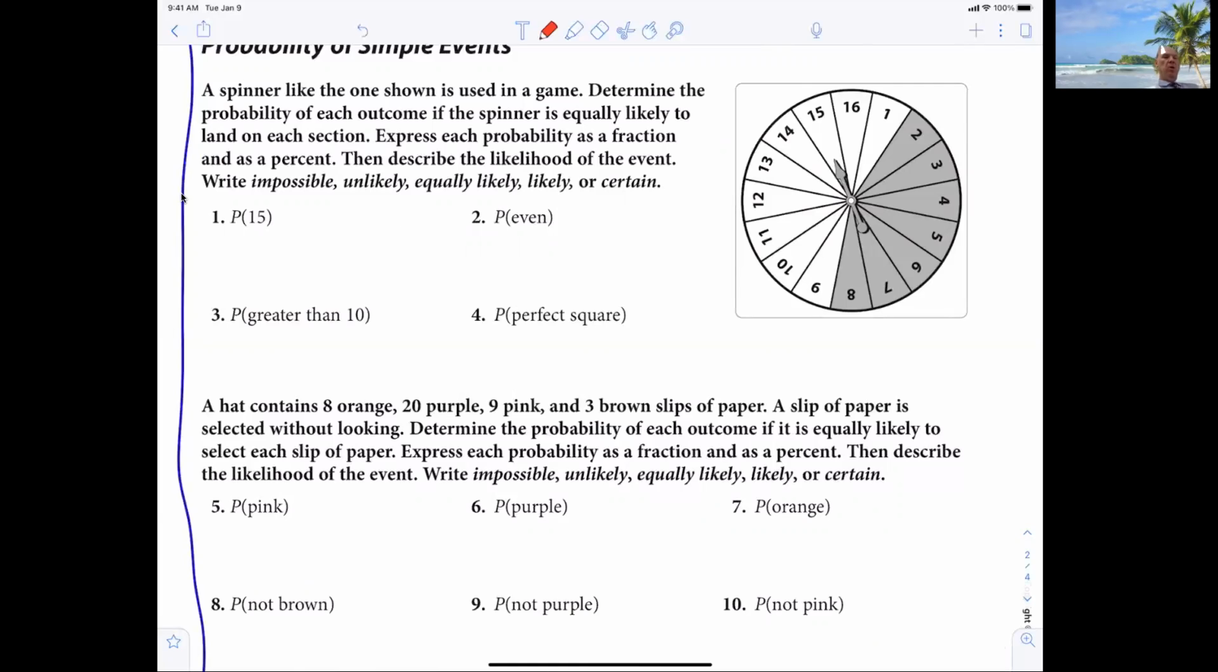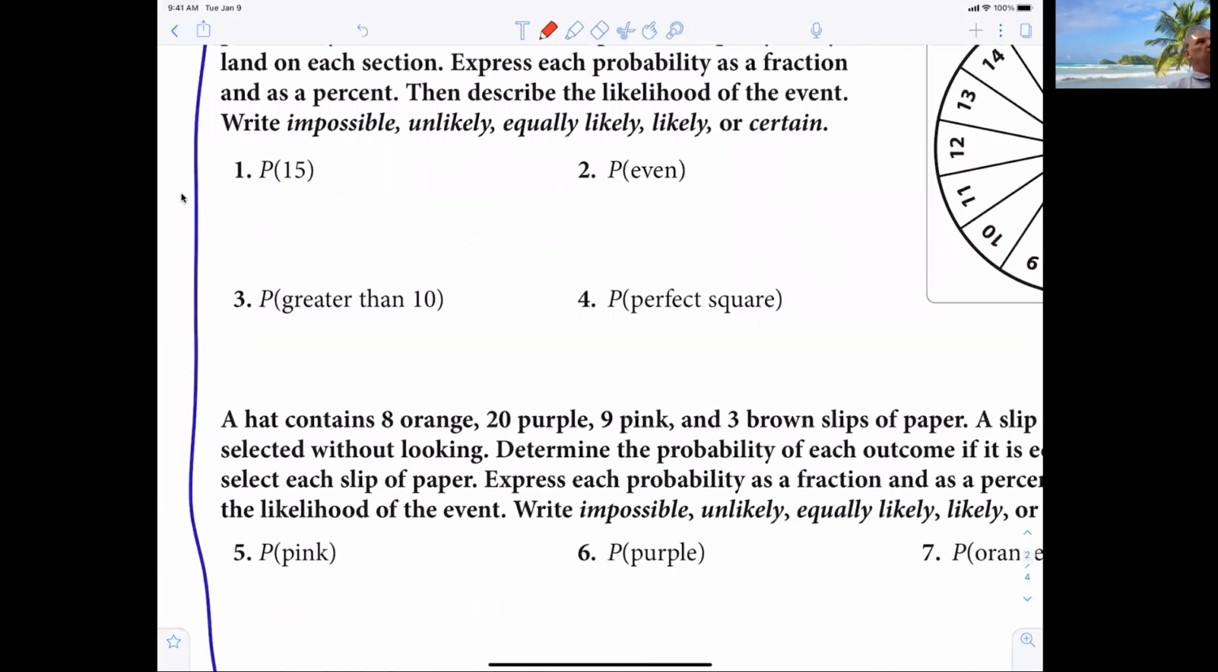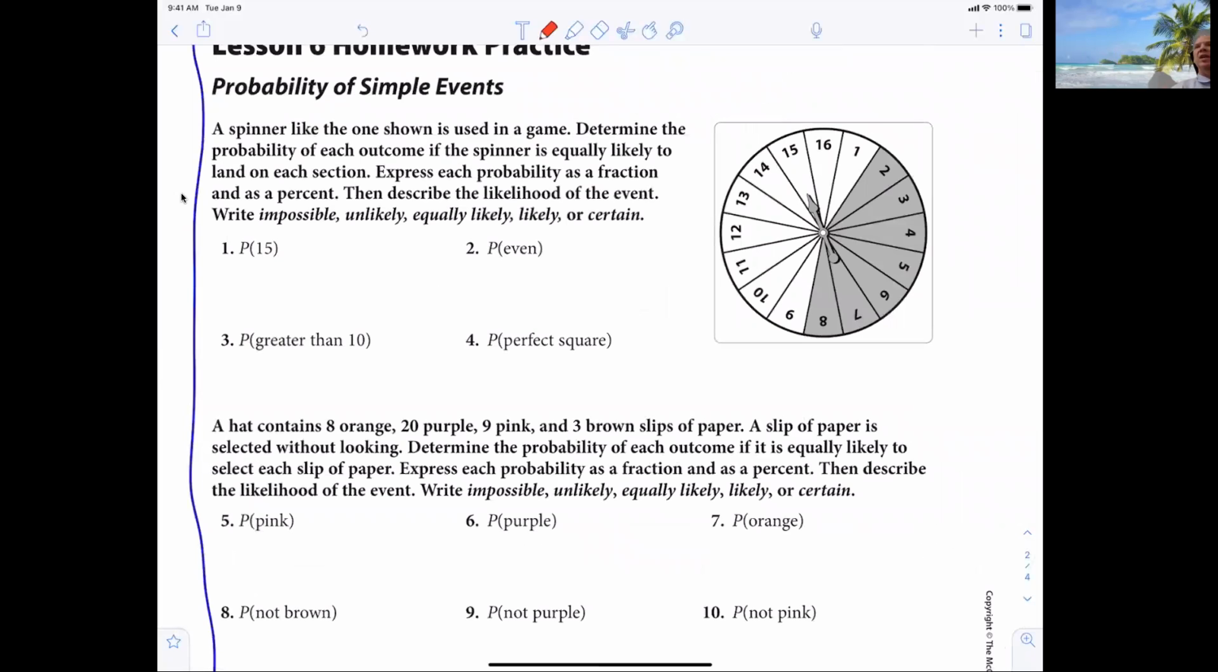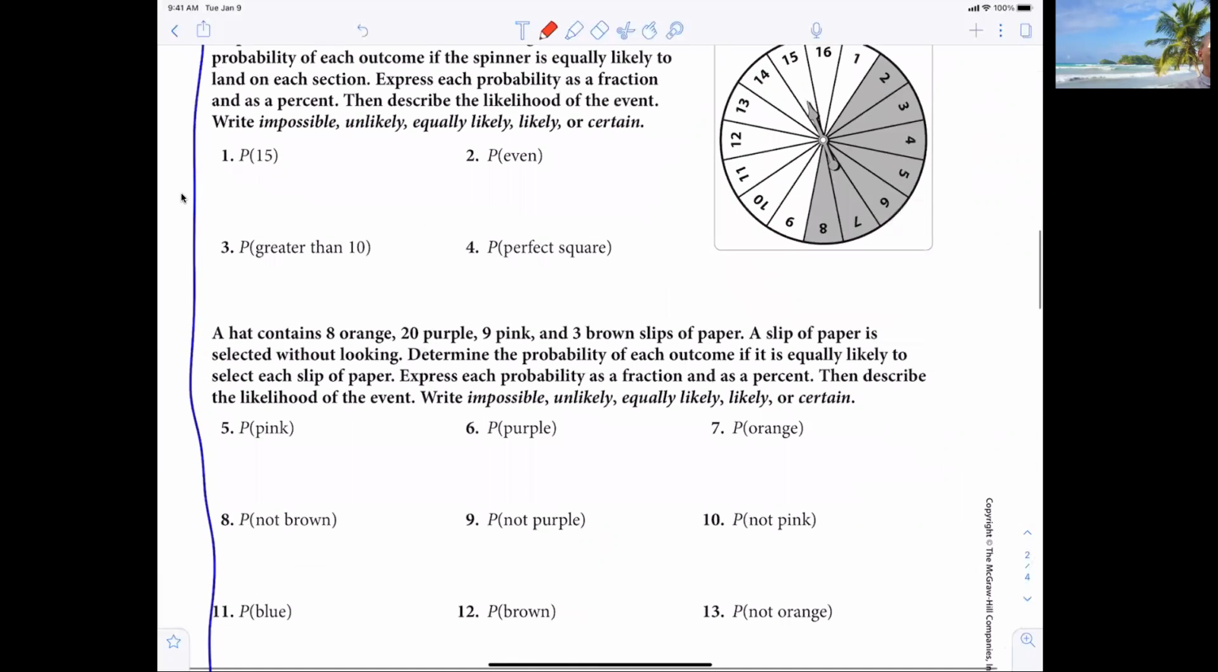All right? So what was the probability of getting a 15? Let's go ahead. KK, what's the probability of getting a 15? How many 15s are there, KK? How many numbers are there? So what's the probability? Out of? That's all there is. So now you were supposed to put 1 over 16.